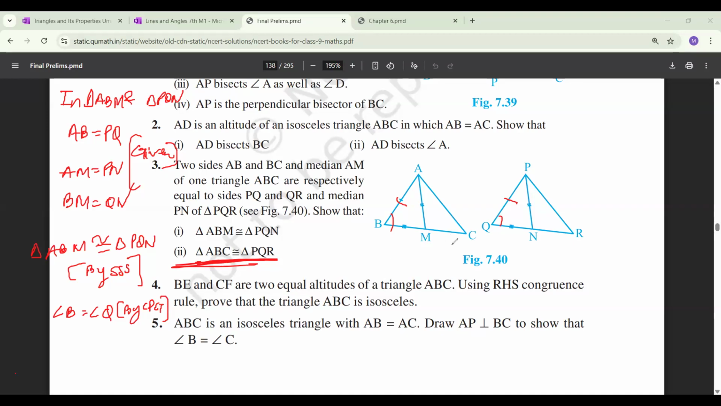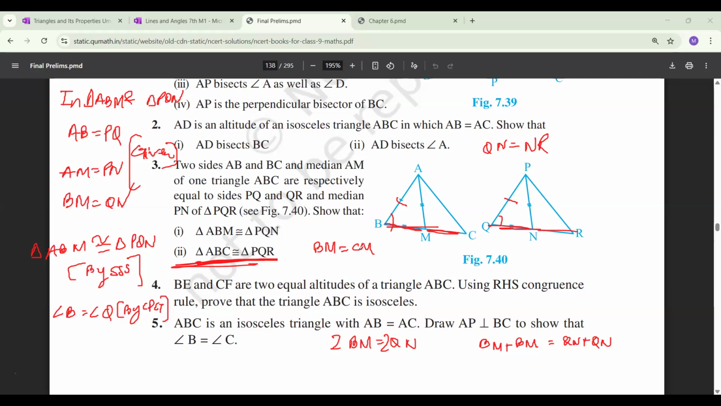Now further what we can do is, they have said that AM is the median. If AM is the median, this means that BM is equal to CM, and QN is equal to NR. Now, guys, we already know that BM is equal to QN. So I can write twice of BM is equal to twice of QN. Twice of BM I can write as BM plus BM, so BM plus BM is equal to twice of QN, which I can write as QN plus QN.